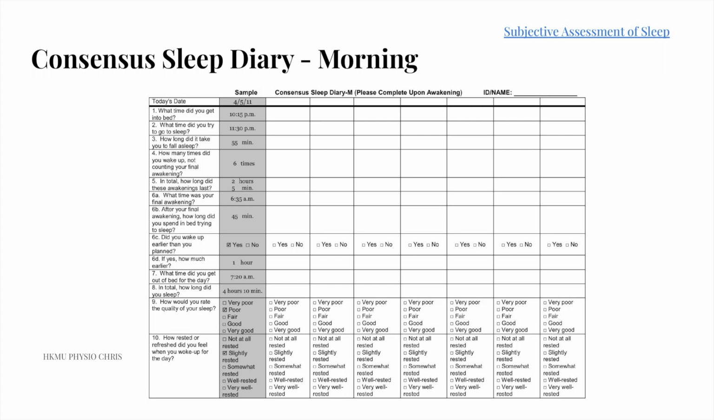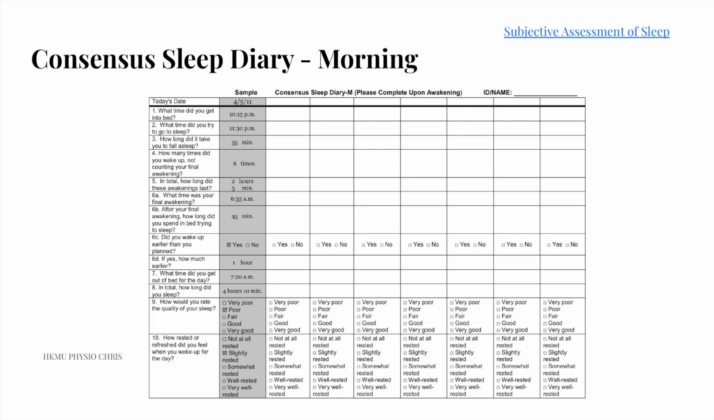How long did it take to fall asleep? Beginning at the time you wrote in question 2, how long did it take to fall asleep? How many times did you wake up, not counting your final awakening? How many times did you wake up between the time you first fell asleep and your final awakening? In total, how long did these awakenings last? What was the total time you were awake between the time you first fell asleep and your final awakening? For example, if you woke 3 times for 20 minutes, 30 minutes, and 20 minutes, you add them all up to 70 minutes.